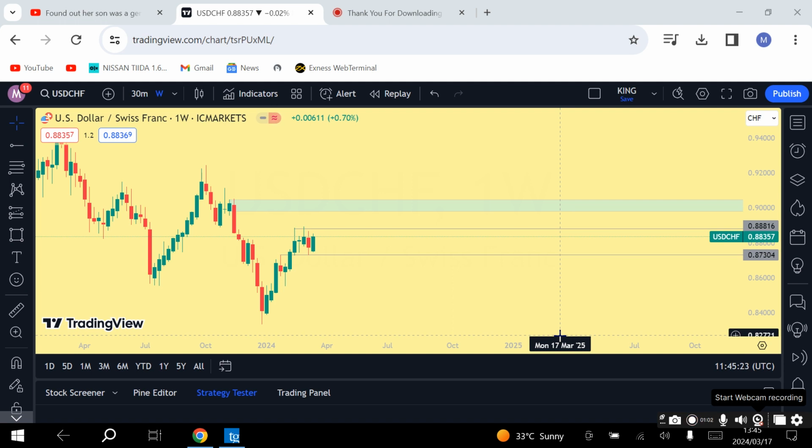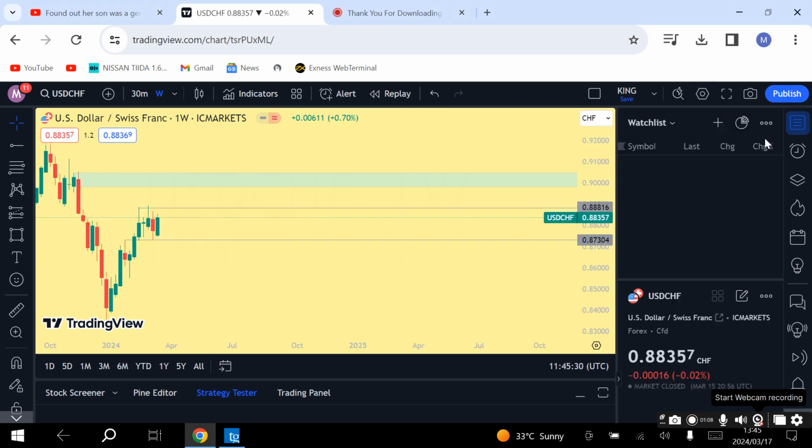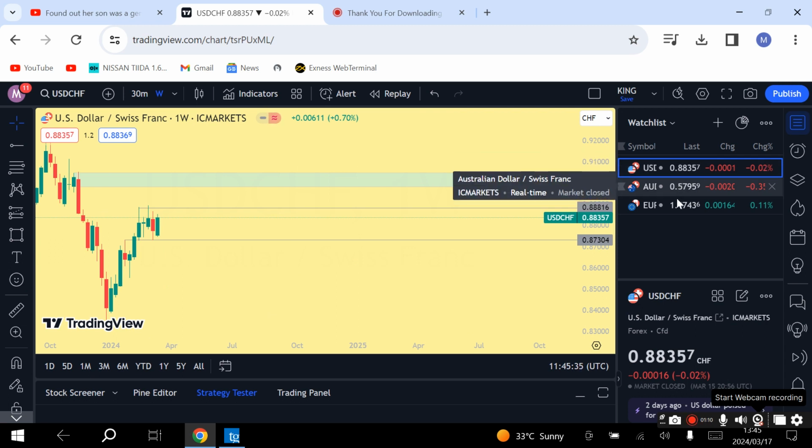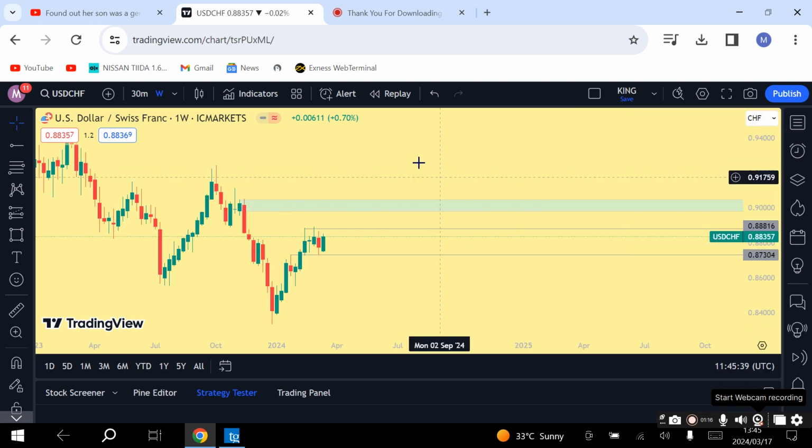Okay, now let's look at this. I have my top three for the week ahead. It's USD CHF, AUD CHF, and Euro CAD, right? And I've already marked out my key areas and all of that. I'll just explain everything for you guys so that you can understand what I'm anticipating the week ahead, right?